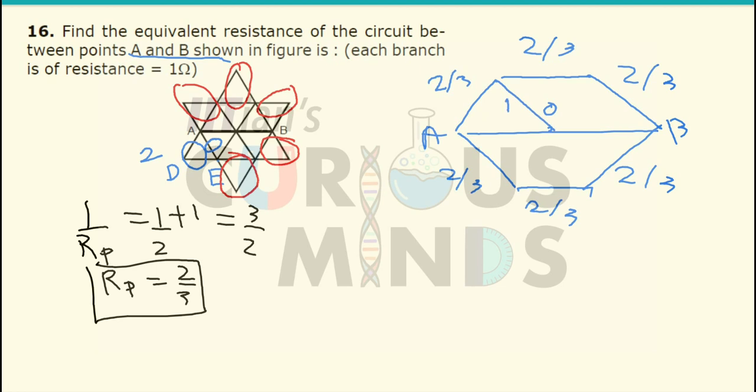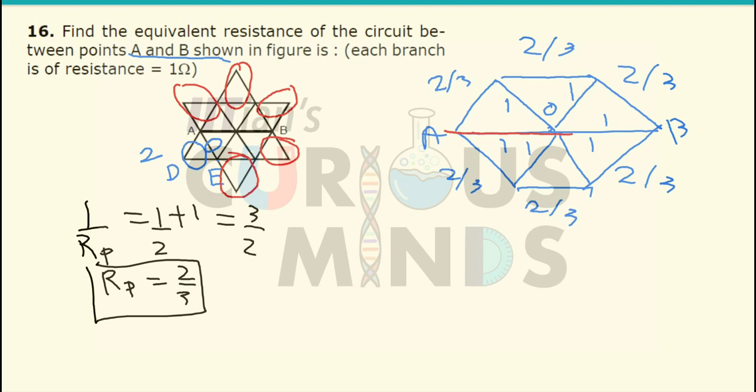Let this resistance be equal to 1, this 1, this is 1 and this is 1. This is 1 over here, and this is a 1 ohm resistance. Okay, now this we have simply solved using series and parallel.